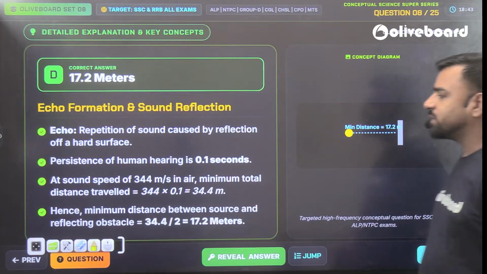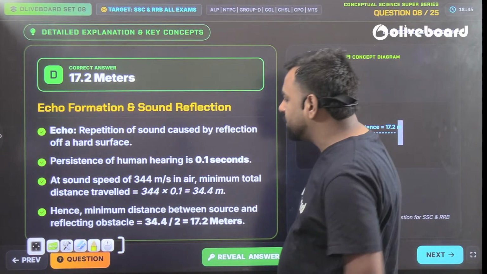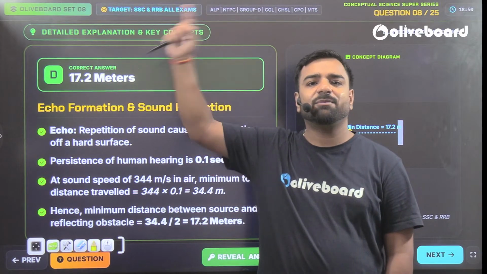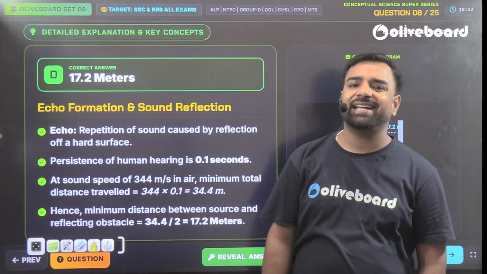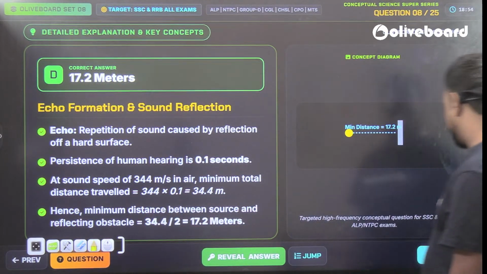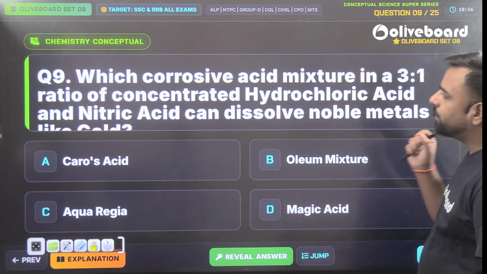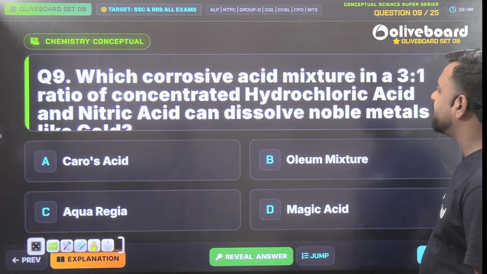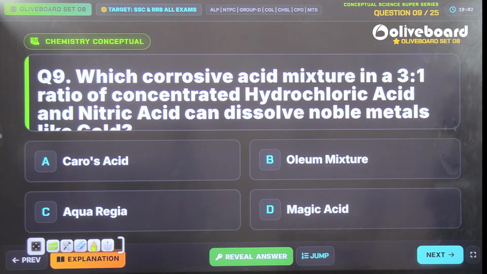What about the speed of sound in air? That's 344 meters per second. And what about the speed of light in vacuum? That is 3 × 10^8 meters per second. That's all.